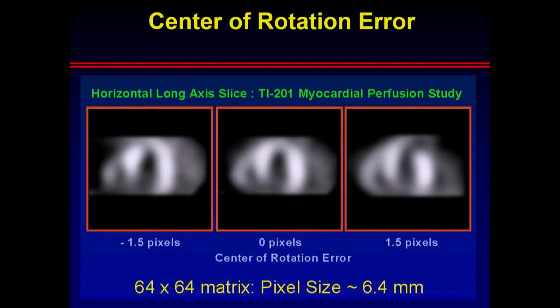So here's an example of what you see with rotation errors. The middle one is optimal. Okay, that's no rotation error. But the one on the left is just minus 1.5 pixels off, and you can see that there's a little bit of what we call an apical septal abnormality. And if you look at plus 1.5 on the right, you can see an even more distinct abnormality. Now, if you were looking at this and didn't realize that your center of rotation was off, you would say there's an apical lateral perfusion defect, which is totally not the case, right? It's just artifact.